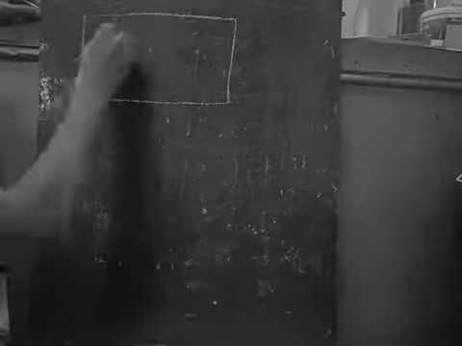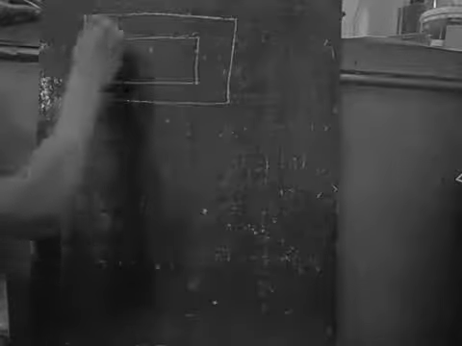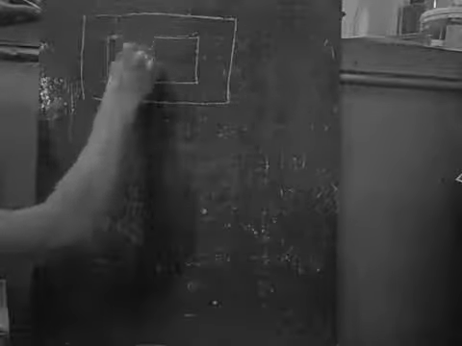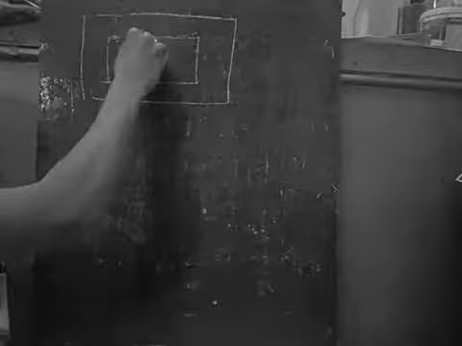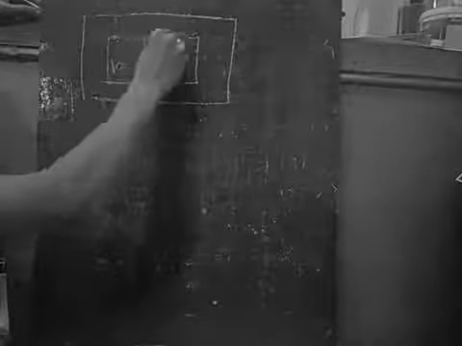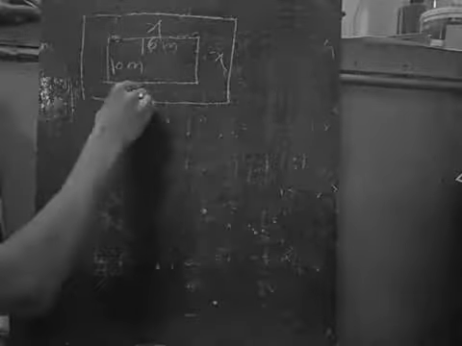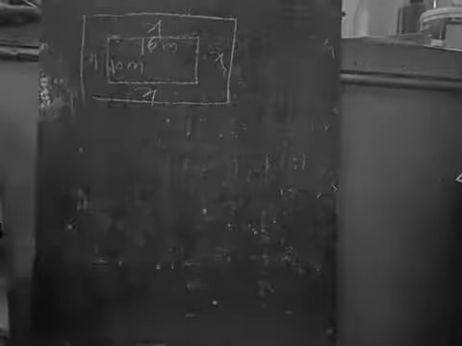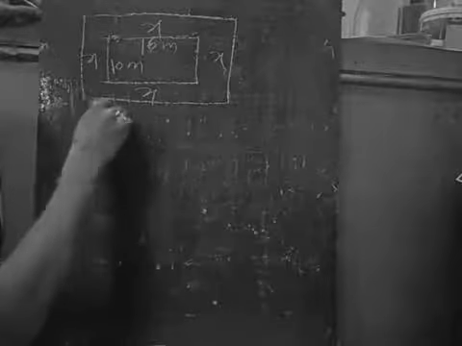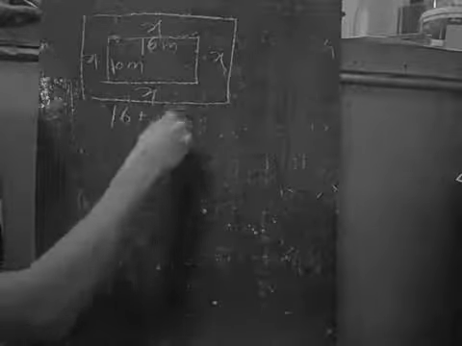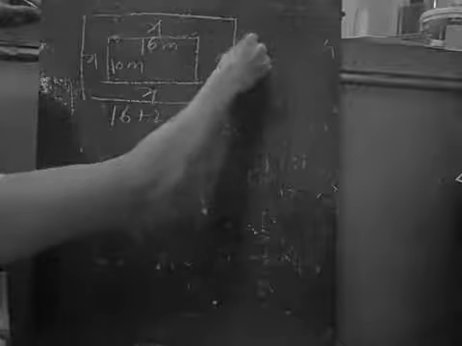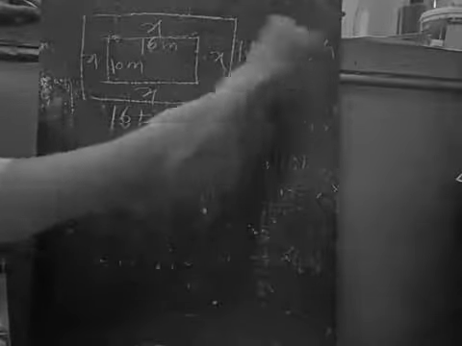You can see this is a garden whose sides are 16 and 10 meter. Then the breadth of the path all around is x. So the external length will be 16 plus 2x and the external breadth will be 10 plus 2x.